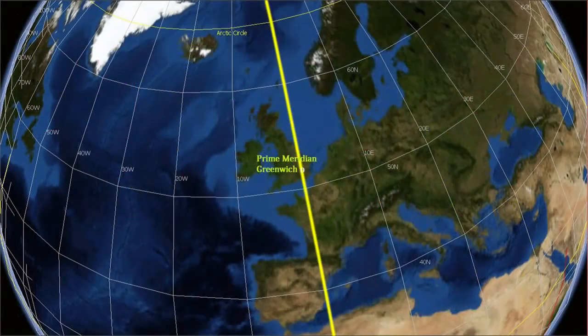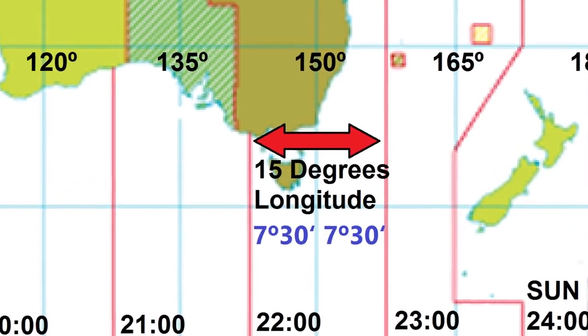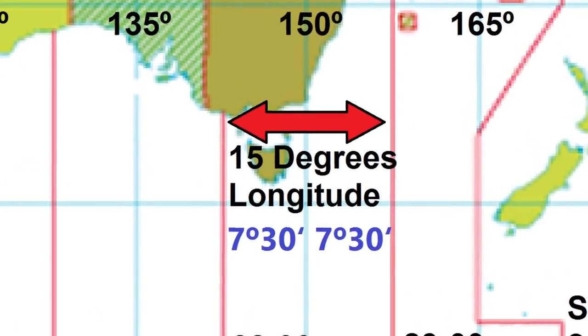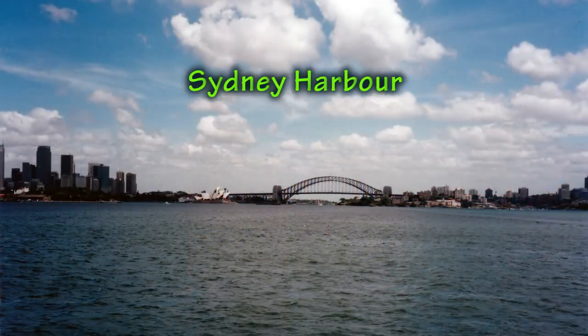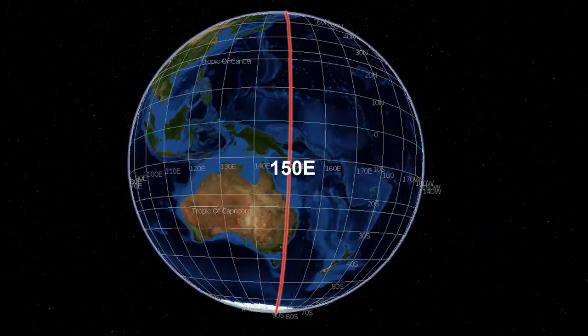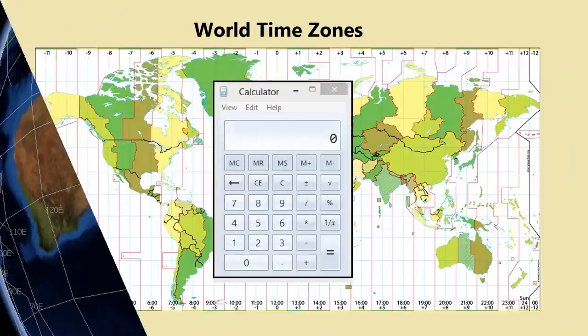Time zones are counted from the prime meridian, which is 0 degrees longitude. Each time zone is counted at 15-degree intervals and extends 7.5 degrees either side of the central meridian. For example, Sydney, Australia, lies in the 150 degrees east central meridian, and the time zone includes all locations between 142.5 degrees east and 157.5 degrees east.